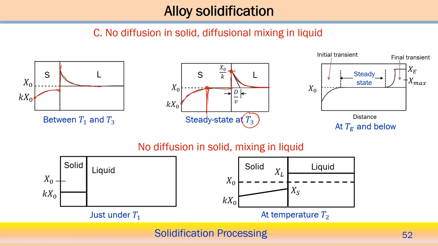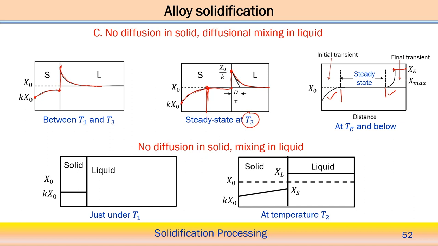the XE, that means the eutectic composition, because as per this binary phase diagram, the solidification must terminate at the eutectic temperature. So whatever composition exists here, it can go up to the eutectic composition during the solidification. But in this part here, this is basically the steady state, and initially it is the transient state, and that is also a transient state.